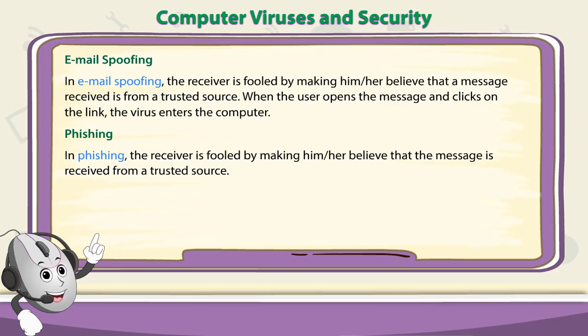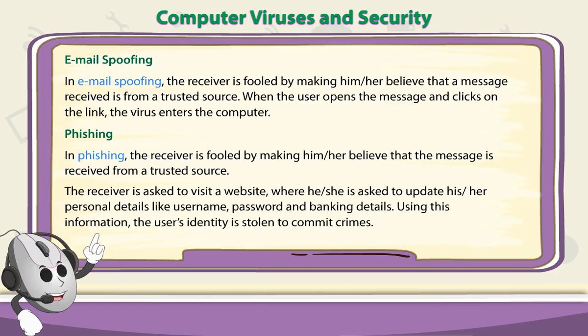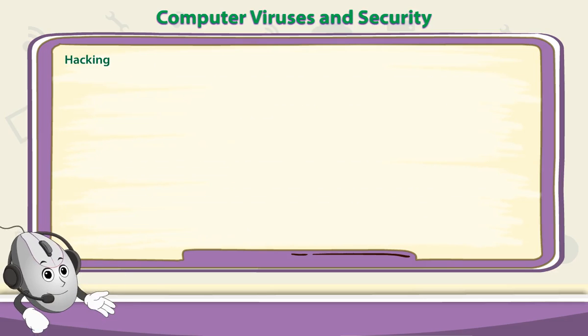Phishing. In phishing, the receiver is fooled into believing that the message is received from a trusted source. The receiver is asked to visit a website where he or she is asked to update personal details like username, password, and banking details. Using this information, the user's identity is stolen to commit crimes.